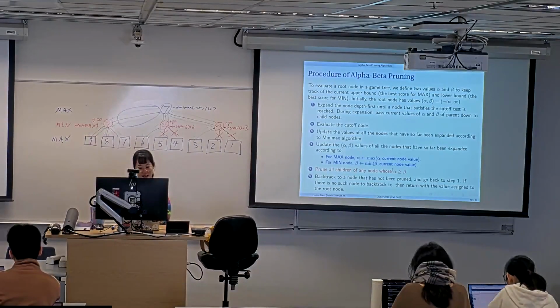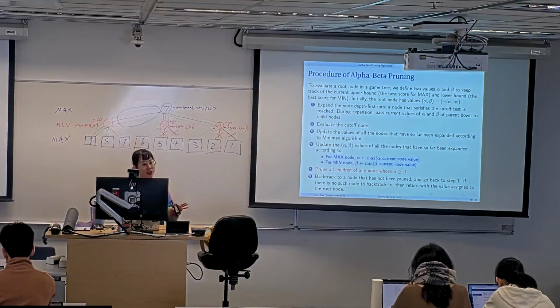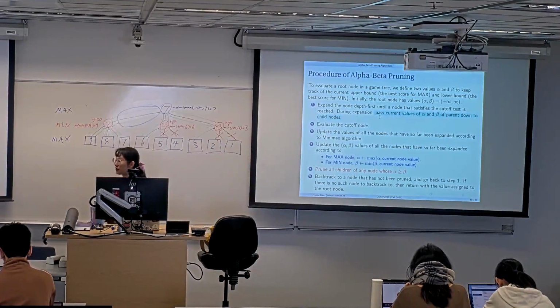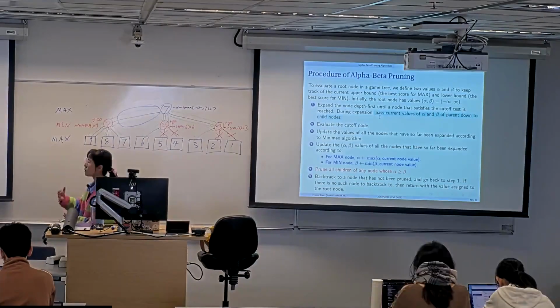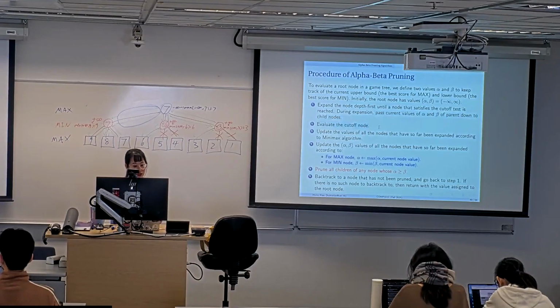Cutoff test is alpha larger than or equal to beta. So we just evaluate using the depth first search until such cutoff test is reached. If the cutoff test is not reached yet, then we just keep expanding using depth first search. And during expansion, we need to pass the current values of alpha and beta of the parent down to the child node. That's why initially only the root node has alpha and beta values, because later on, during the depth first search, the current values of alpha and beta will be passed from parent down to the child nodes. And then we evaluate the cutoff nodes.